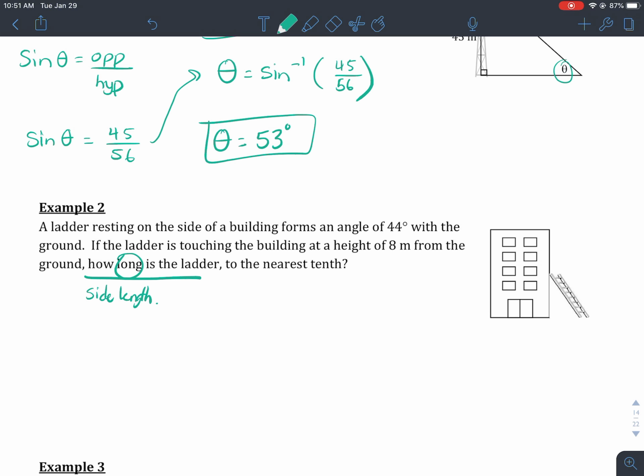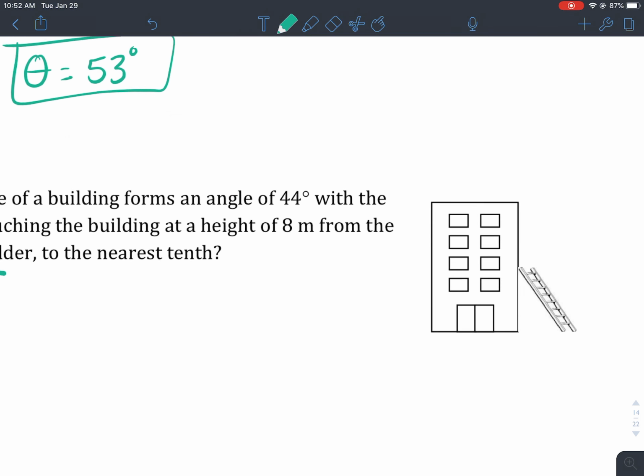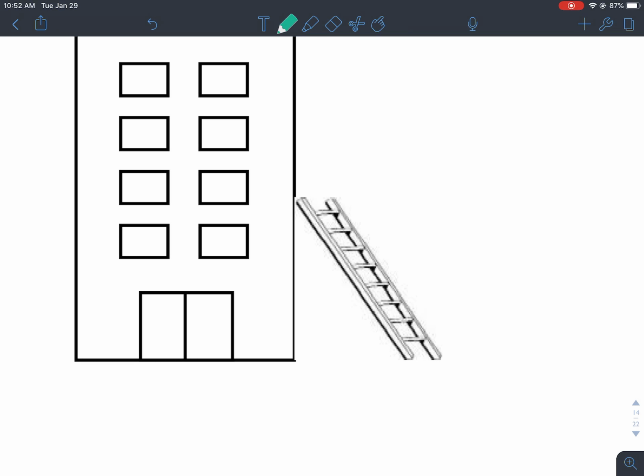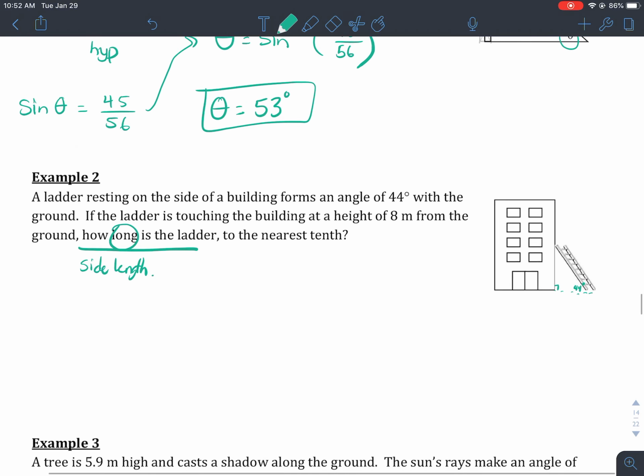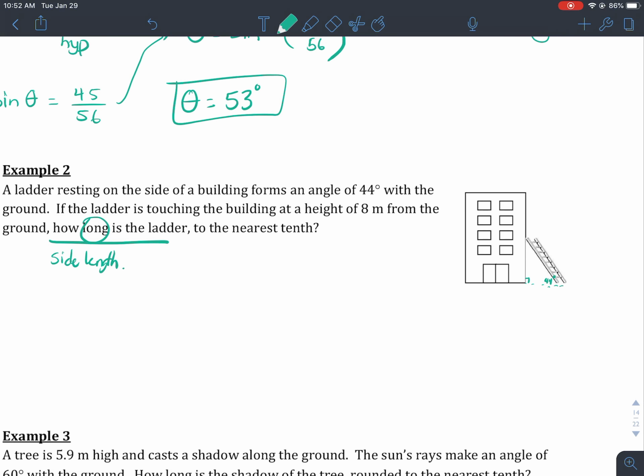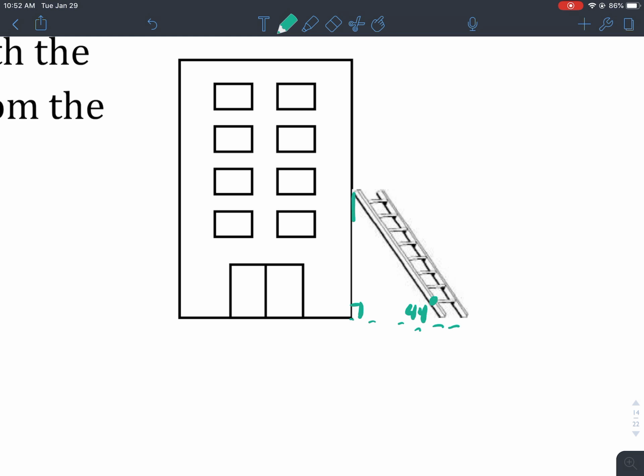Okay, now my picture doesn't have any of that information on it, so we have to make sure we can label it. So the ladder resting on the building forms an angle of 44 degrees with the ground. There's only one place that angle can go. Now it cannot go here against the building because that's not where it's telling me. It has to be 44 degrees with the ground, okay, and the ground being the bottom. Okay, my right angle is with the building and the ground. And the ladder is touching the building at a height of 8 meters from the ground. So this height is 8 meters.